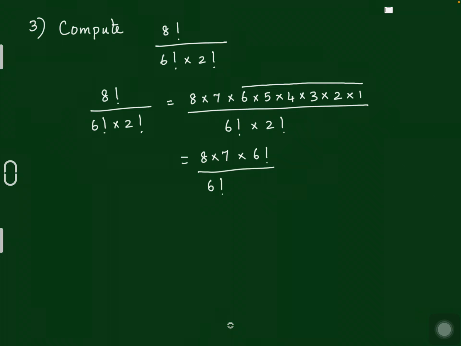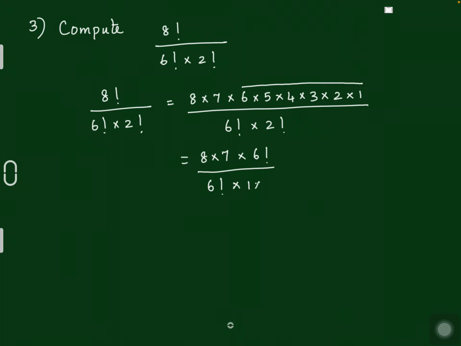So, what did I write? 8 factorial, I wrote it as 8 into 7 into 6 into 5 into 4 into 3 into 2 into 1 by 6 factorial into 2 factorial. So, this 8 and 7 I wrote as it is. This 6 into 5 into 4 into 3 into 2 into 1 can be written as 6 factorial by 6 factorial to simplify.